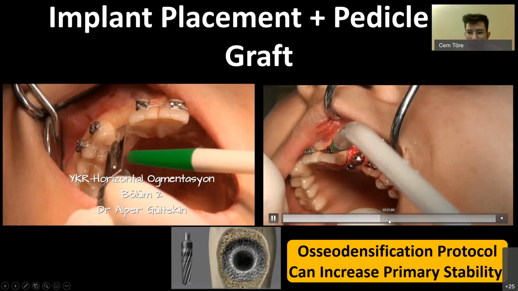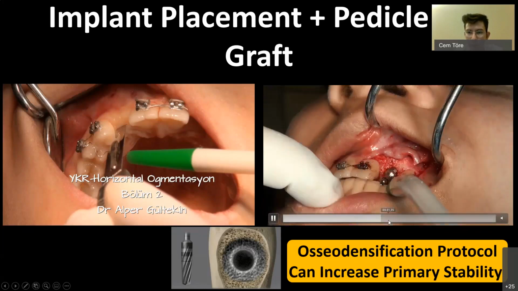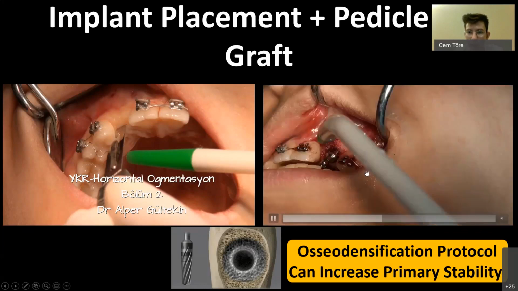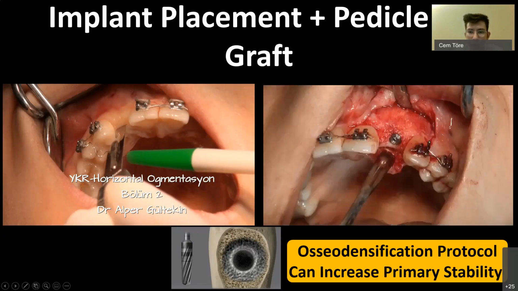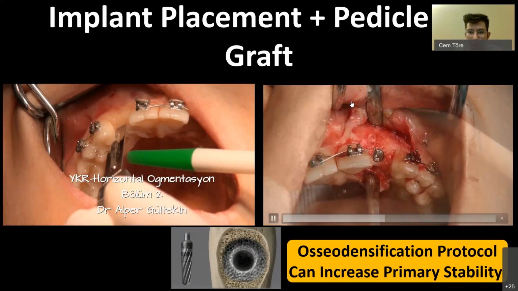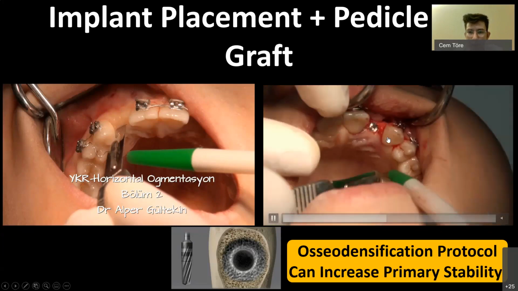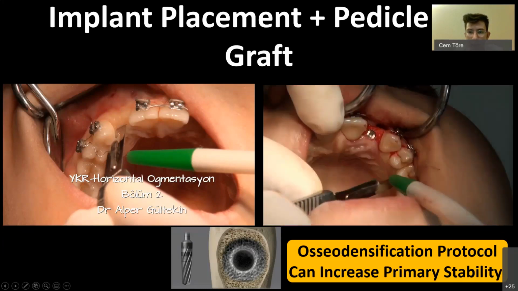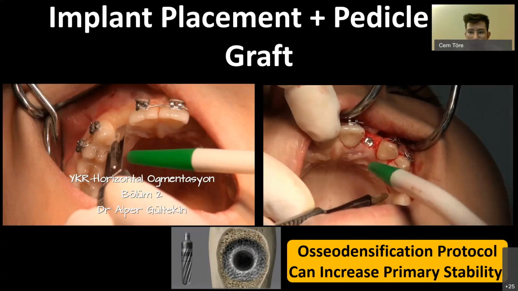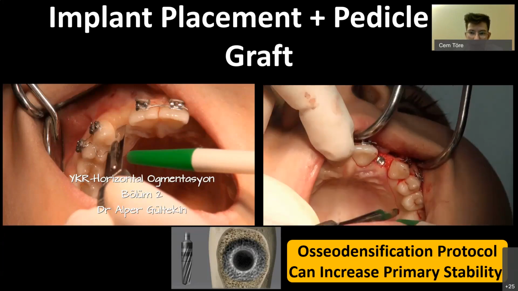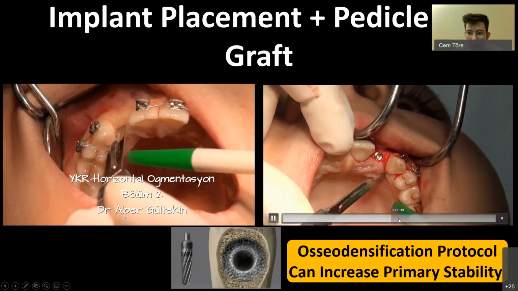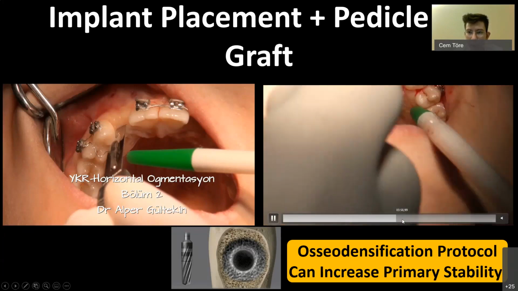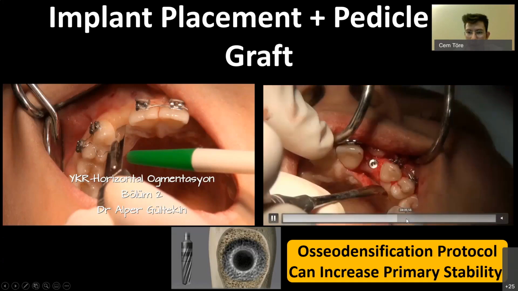Implants in place. And we check the contour of the buccal side and think there is a bit lacking on the buccal side. So what we will do is we will create a pedicle connective tissue graft from the palate in the same area. We are making an incision. We are elevating the area.